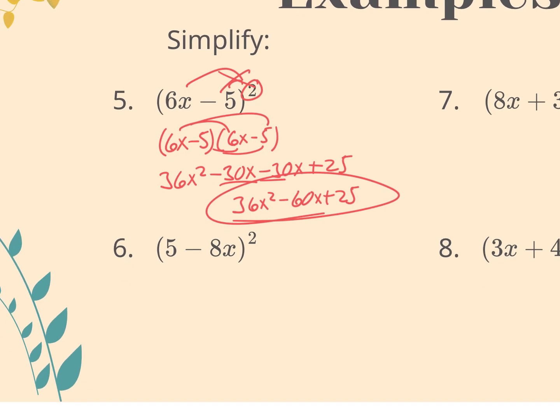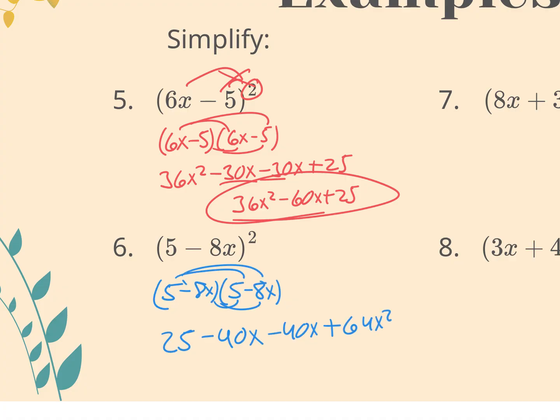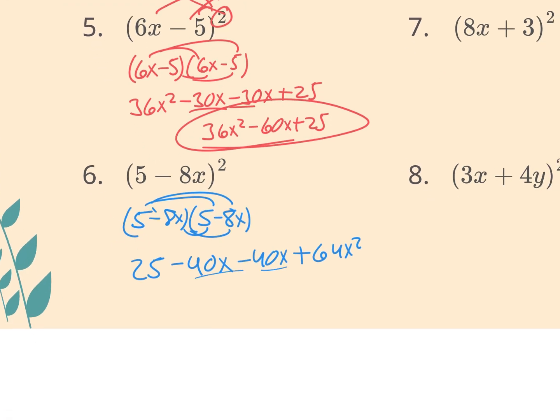Same thing with the next one. I don't want to distribute that square. I just want to write it twice and FOIL it. Doing this, first times the first is 25. Outer times the outer is minus 40x. Inner times the inner is another minus 40x. And last times the last is positive 64x squared. And then combine like terms. The minus 40 and the minus 40 get you a minus 80x. Bring down the 25, bring down the 64x squared. So this is an acceptable answer.